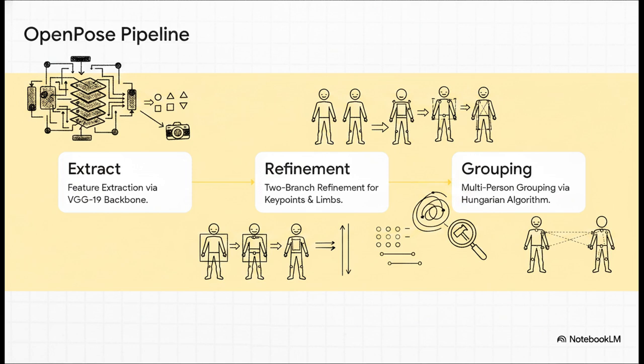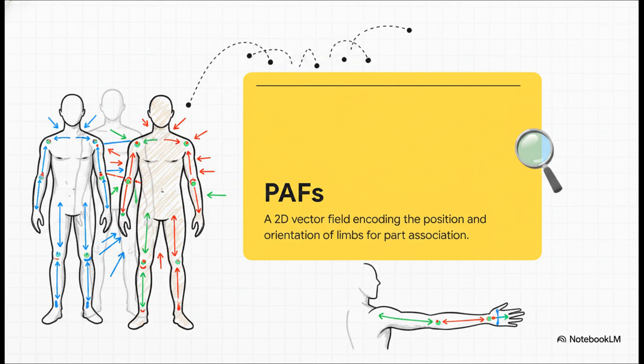Instead, the OpenPose architecture introduced a bottom-up pipeline. First, it extracts visual features using a powerful foundational model called a VGG19 backbone. Then, a two-branch system simultaneously predicts heat maps for every single joint on the screen and predicts the limbs. Finally, it uses a matching process called the Hungarian algorithm to match and group those joints. This is huge because it means the processing time is completely independent of how many people are actually in the crowd.